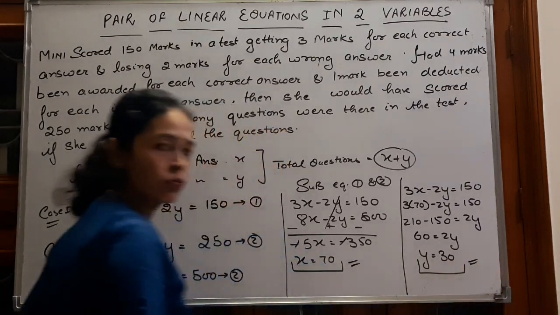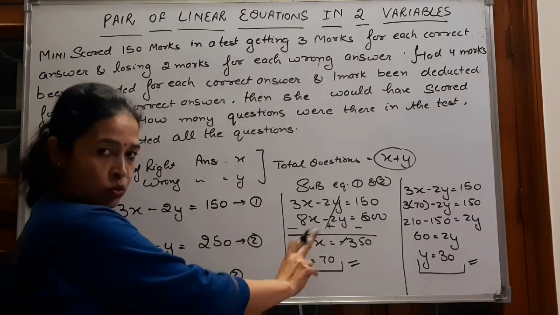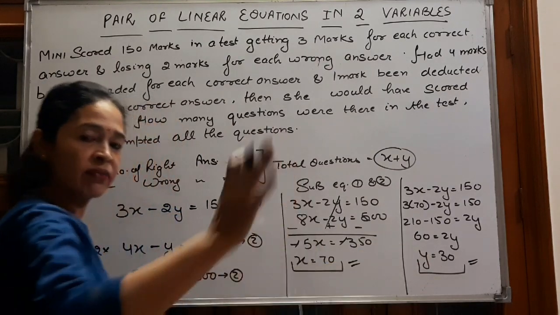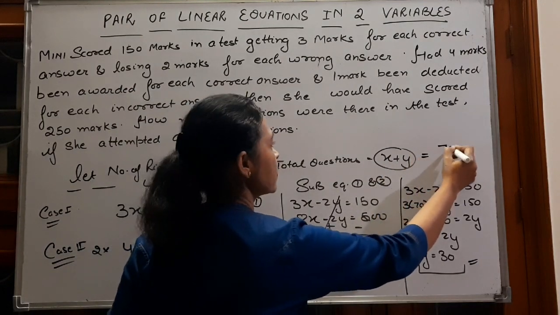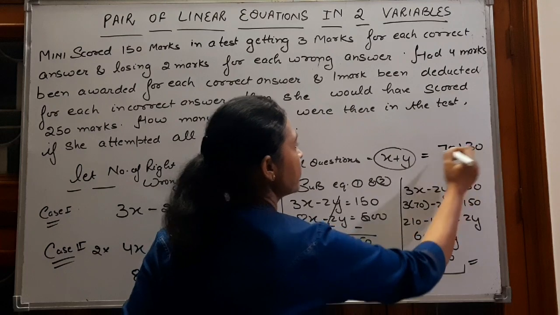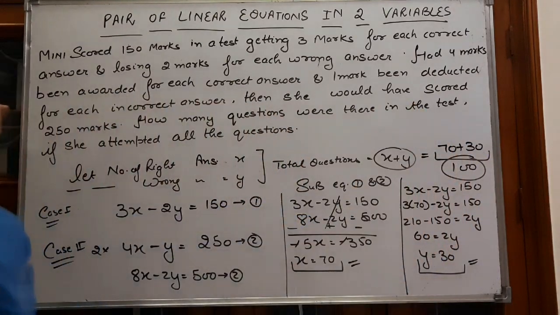Now we have to find how many questions were there in the test. For correct answers we have 70 questions, and for incorrect answers we have 30 questions. So the total number of questions in the test were 70 plus 30. There were 100 questions in our test. This is our answer.